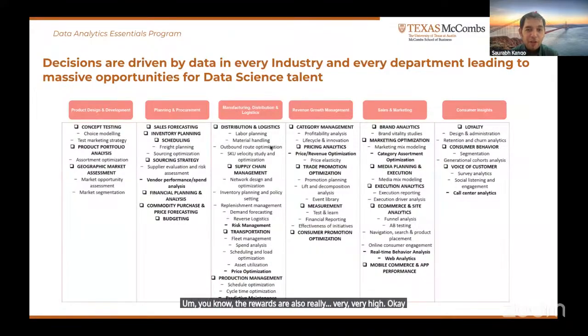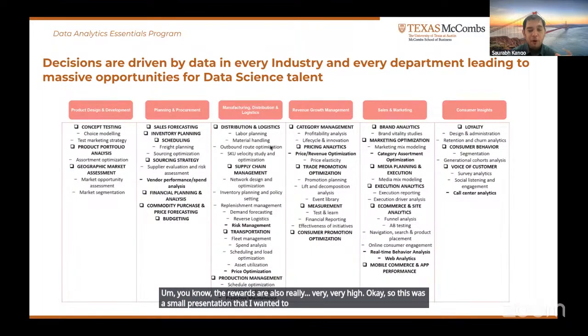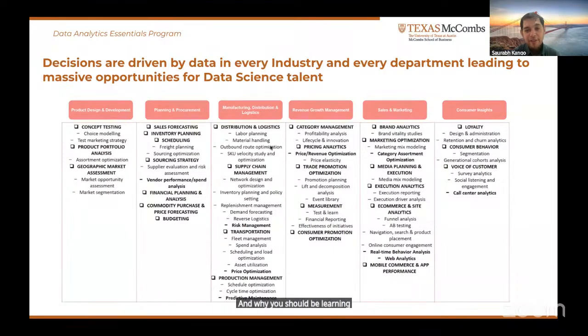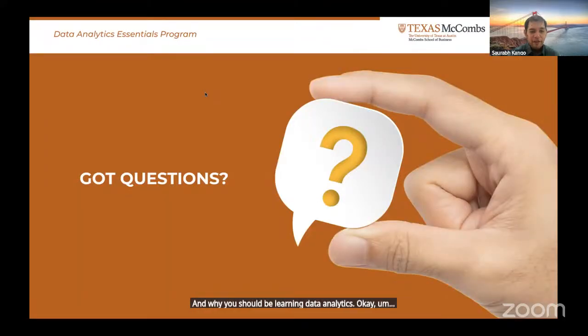Okay, so this was a small presentation that I wanted to give you about what is data analytics, what you need to learn in data analytics, and why you should be learning data analytics. Okay, do you have any questions to ask? Anyone? All right. Mohit, I guess Mohit will take on from here. But thank you so much. I just hope you've got some gist of why it is so important to learn analytics right now.